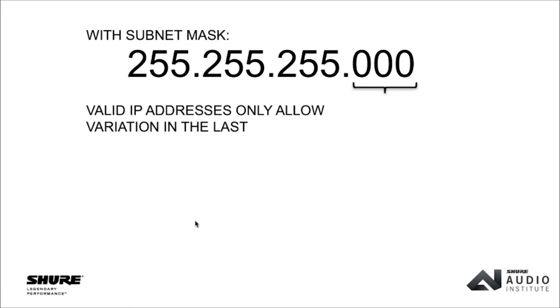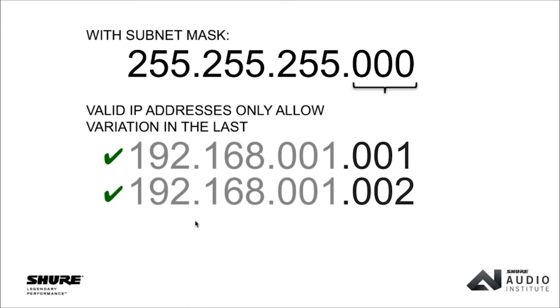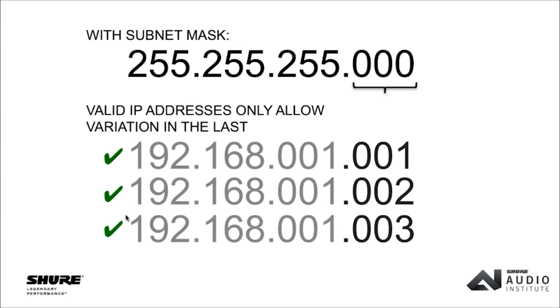So if I had the subnet mask 255.255.255.0, then it would allow me to have the following IP addresses as legitimate IP addresses on the network. You'll notice that these first 3 examples all share the exact same first 3 octets, 192.168.1, and the only variation in the IP address corresponds with the same octet that is 0 in the subnet mask. The last octet of the subnet mask is 0, and therefore the last octet of all the IP addresses is unique.